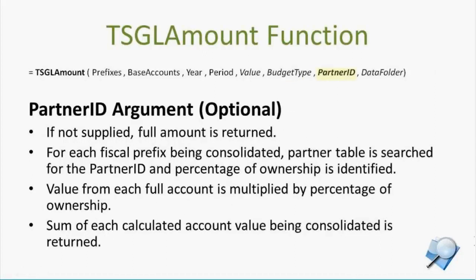Partner ID also is optional. This is for partner-based statements. So for companies that do have partners set up, and then in the fiscal settings, they've identified partners and ownership percentages. This will allow us to pass in a partner ID, and it does all the math necessary to figure out that partner's percentage of whatever financial value we're after, even including consolidation among multiple prefixes.